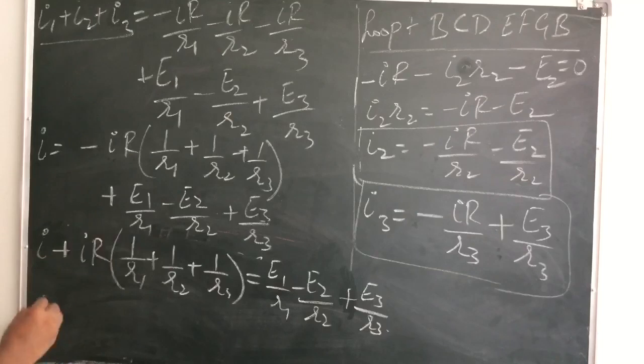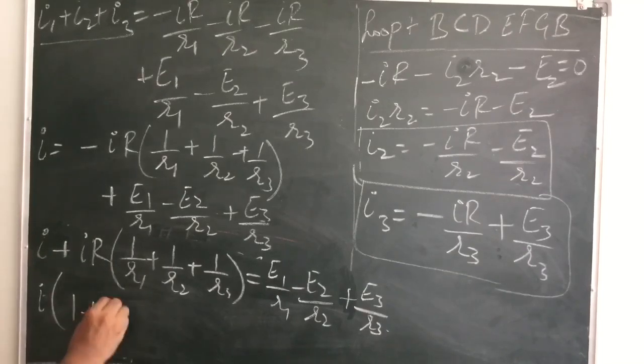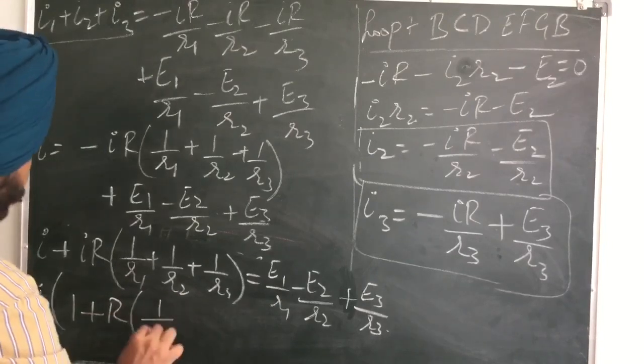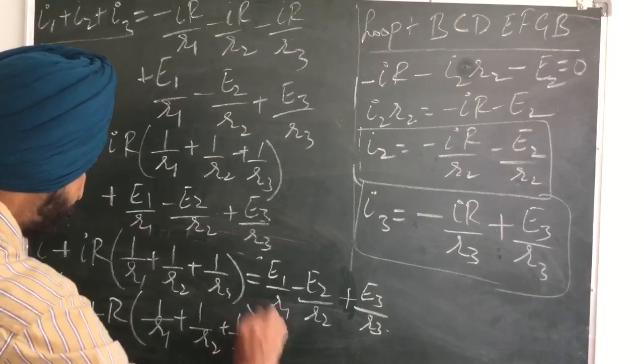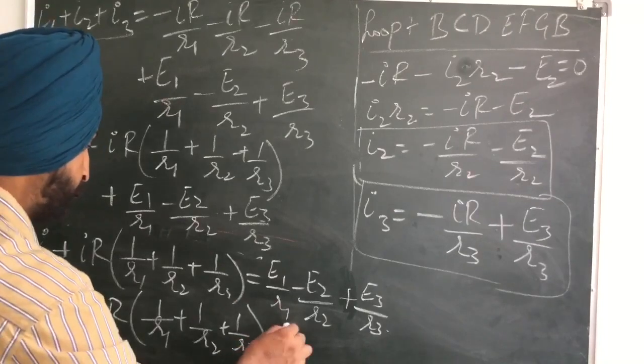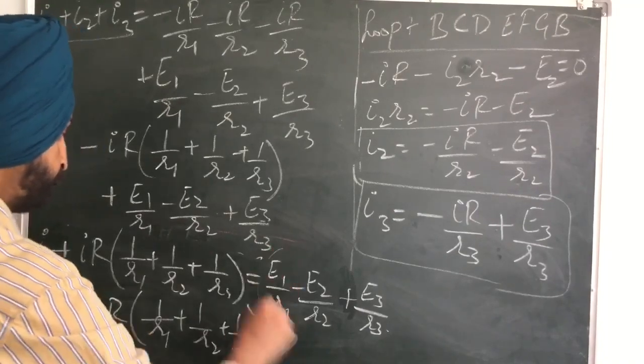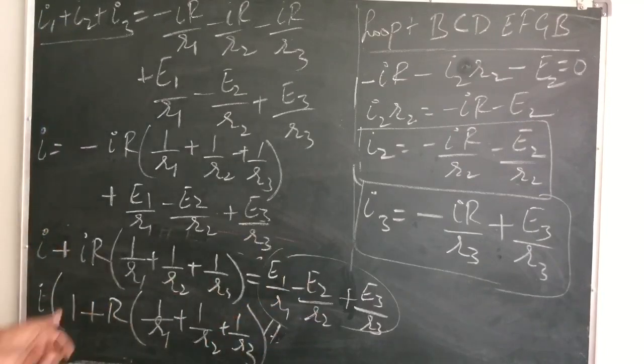So from here I can take I common. So what I will be left with is 1 plus R, 1 by R1, 1 by R2 plus 1 by R3. This is equal to this value. Fine.